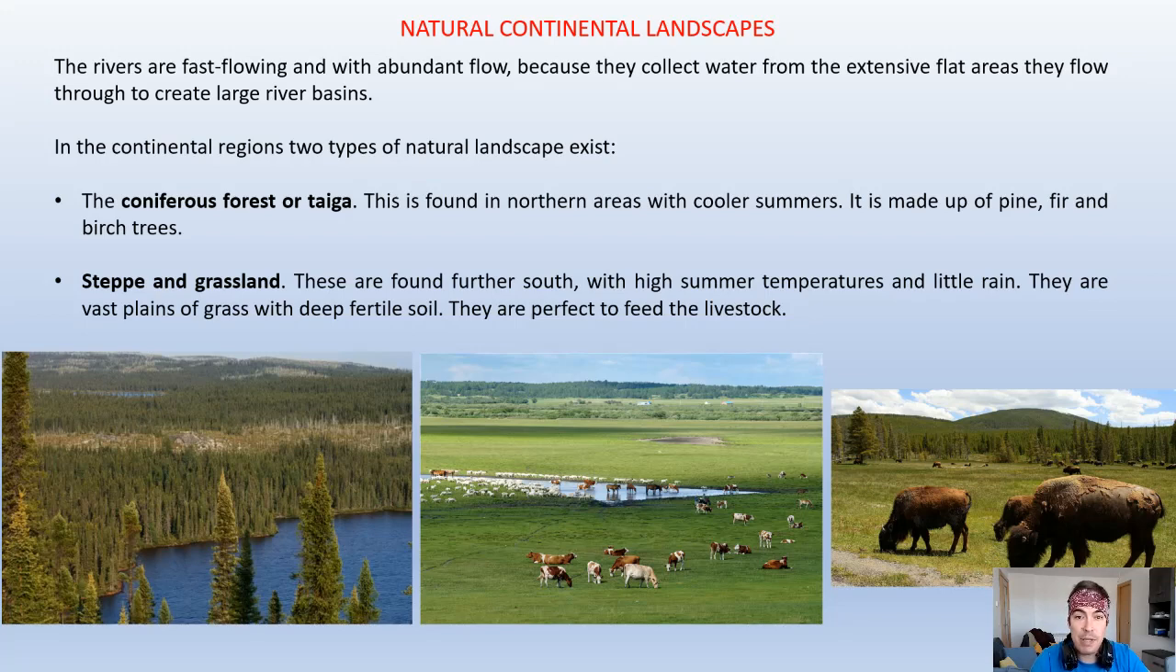Then we have the steppe and the grassland. These are found south of the taiga, where the temperatures in summer are higher and the rain is lower, okay? The steppe or the grasslands are vast, very enormous plains of grass which have deep and fertile soil. So they are perfect for agriculture and to feed mostly the livestock. Here you've got some cows and some bisontes, which I cannot remember right now the word in English.